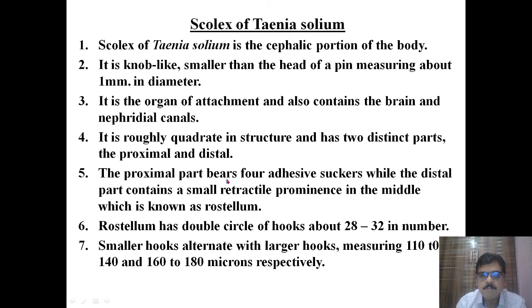The proximal part bears four adhesive suckers, while the distal part contains a small retractile prominence, in the middle of which there is a rostellum, and the rostellum has a double circle of hooks, about 28 to 32 in number. In this rostellum, the smaller hooks alternate with the larger hooks, measuring 110 to 140 and 160 to 180 microns respectively. Means these are the large hooks and these are the small.